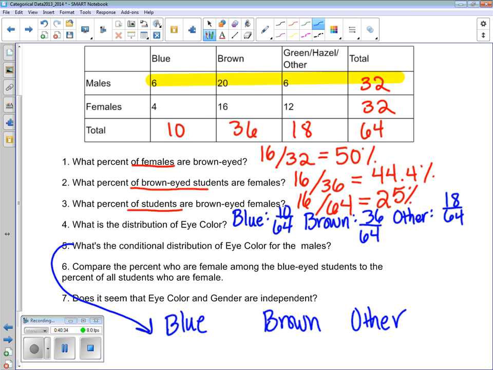Well, blue and other. So, what am I dividing by? 6 divided by 32. Very good. And again, you can write it as a percent. And then we'd have 20 out of 32. And we would have 6 out of 32. And again, just knowing what to divide by is half the problem here and half the battle.